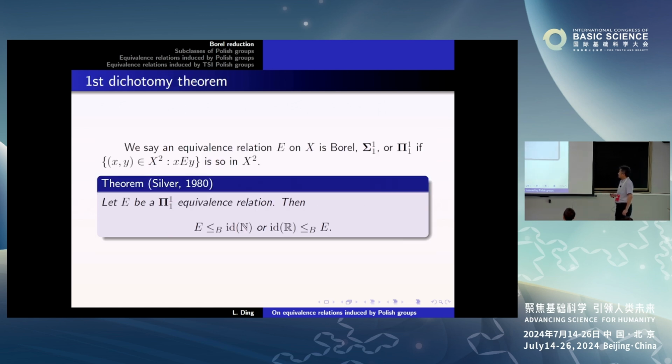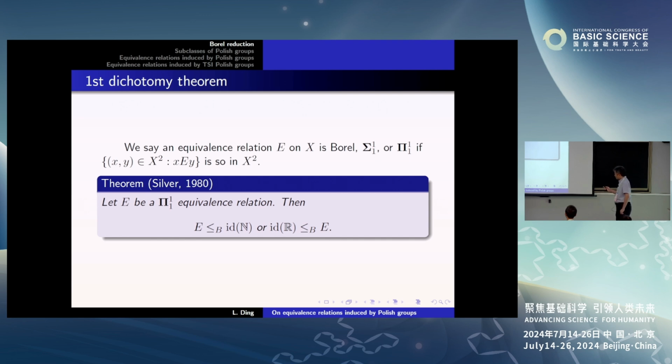Let's go on. Now we have the definition of Borel reducibility. Then let's introduce some of the most important theorems in Borel reducibility. Here we need another notion. We say an equivalence relation E on X is Borel means that this set is a Borel set in X squared. And we say E is sigma 1 1 means this set is sigma 1 1 in X squared. And pi 1 1, the same thing.